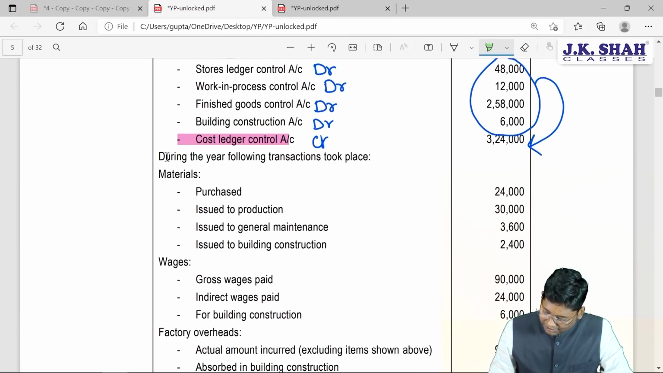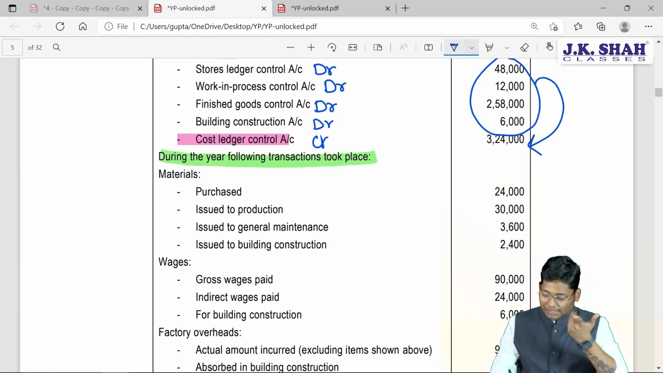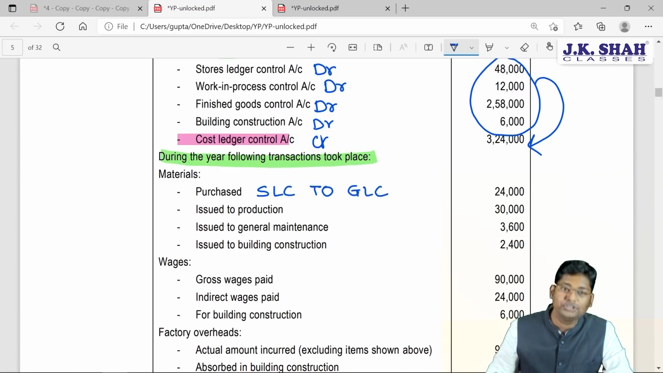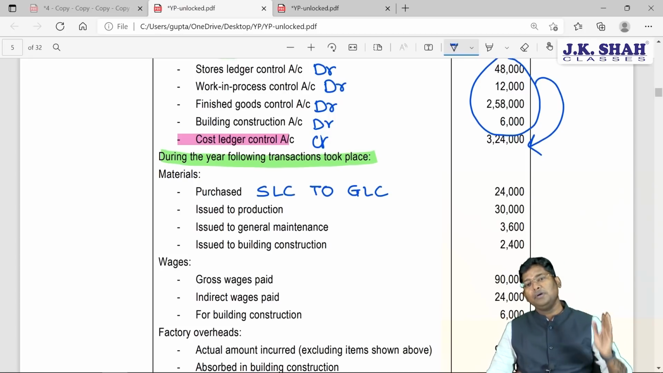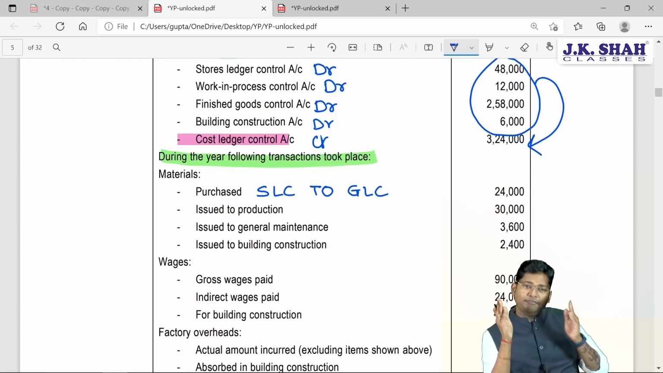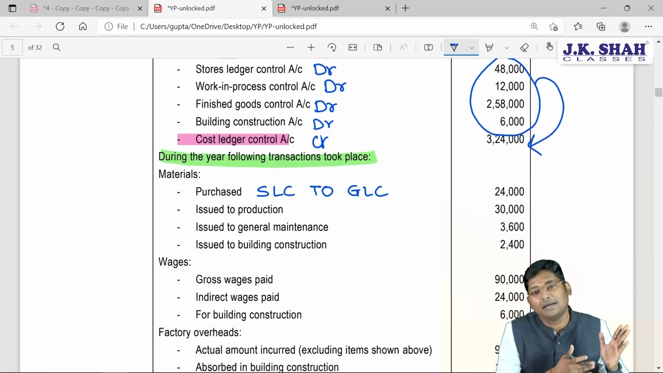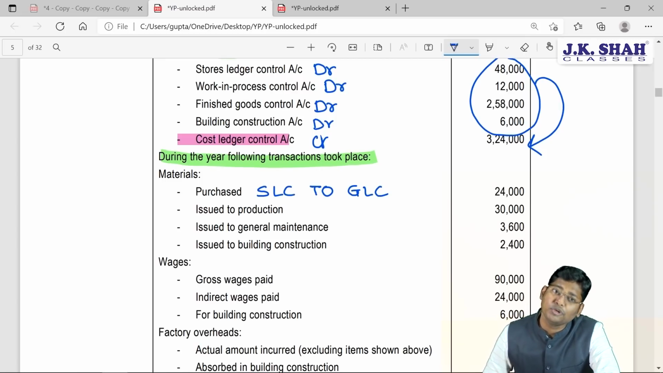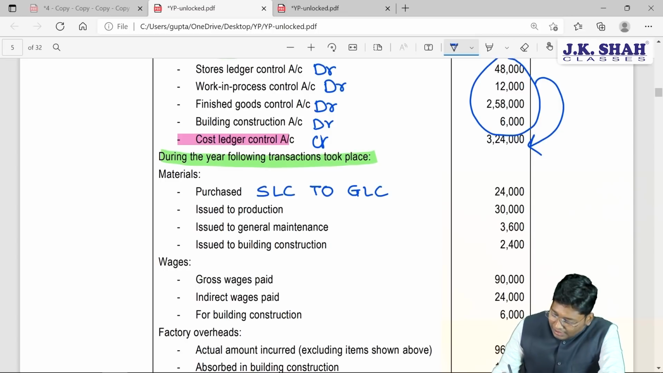Other than opening balances, they have given some transactions. The first transactions given are related to material. The very first transaction is material purchased, and for material purchase we pass the entry: SLC account debit to GLC, that is, store ledger control account debit to general ledger control. In the suggested solution, you can check the effect. The first effect of this 24,000 rupees is on the debit side of store ledger control, and the second effect is on the credit side of GLC, which can also be called cost ledger control.